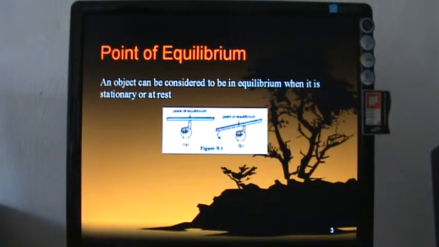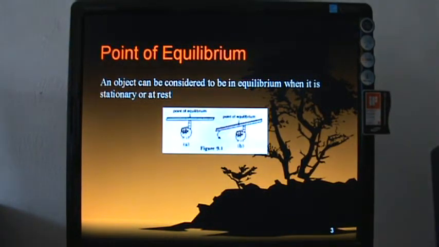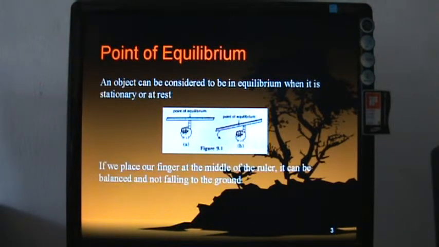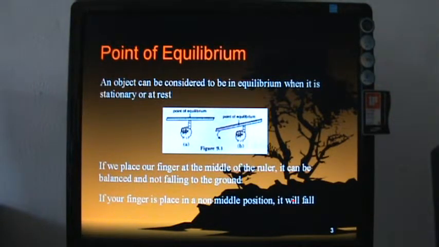For example, if you balance your ruler like this, you should be able to balance it without it dropping. As you can see from here, the one with the finger at the middle. What if you put your finger on the other side? If you place your finger at the middle of the ruler, it can be balanced and not fall to the ground. Yes, that's for diagram A. If your finger is placed in a non-middle position, it will fall. This is quite obvious. You can try it yourself.